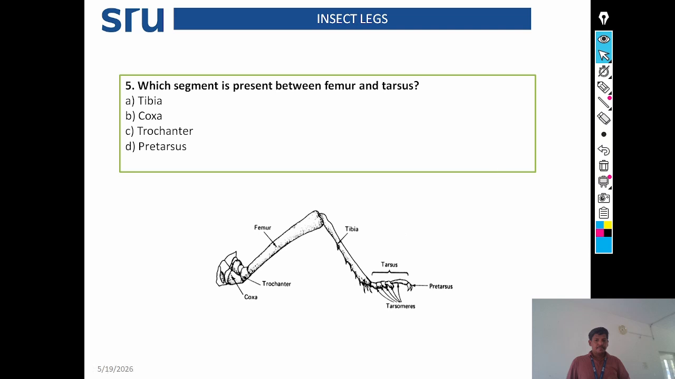Which segment is present between femur and tarsus? Clearly see this image. That is coxa, trochanter, femur, tibia, and tarsus. Your question is, which segment is there between femur and tarsus? So this is the femur and this is the tarsus. Therefore, the correct answer is tibia. Tibia is the segment present between femur and tarsus.